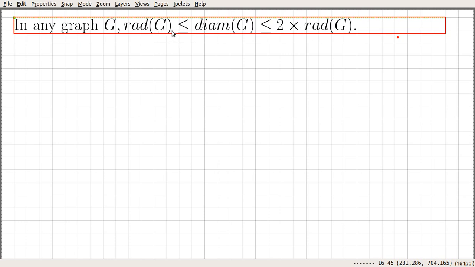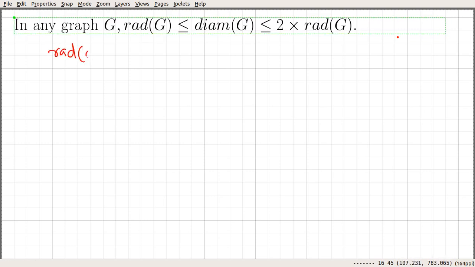The radius will always be less than or equal to diameter by the definition, and diameter is something like 2 times the radius. Okay, so it is quite intuitive. So let's prove this statement. So let's consider the first inequality, the radius of G less than or equal to the diameter of the graph G.